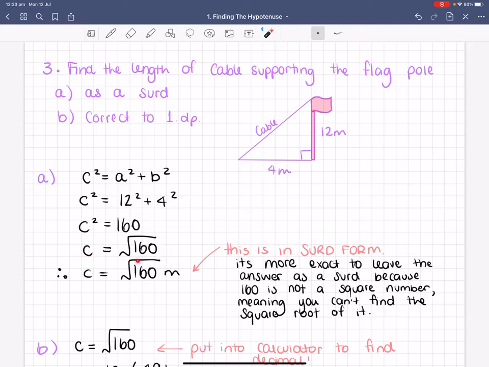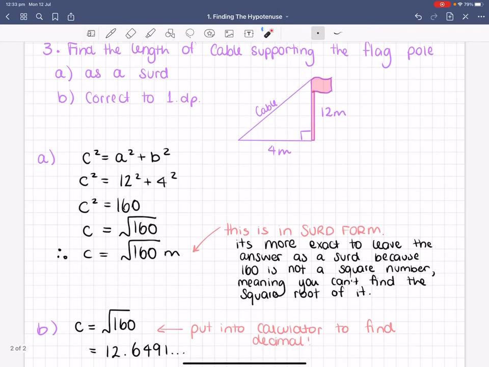Now, if you put the square root of 160 into your calculator, you get a very long decimal. And the reason for that is because we define it as a surd. Surd form literally means you just leave it with the square root symbol over the top of the number. So the square root of 160 is in surd form. It's more exact to leave this answer as a surd because 160 is not a square number, and that means you get a really long decimal, okay? We always prefer exact answers, so we write it as a surd.